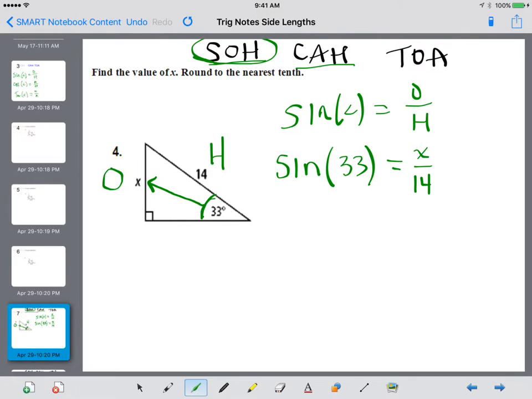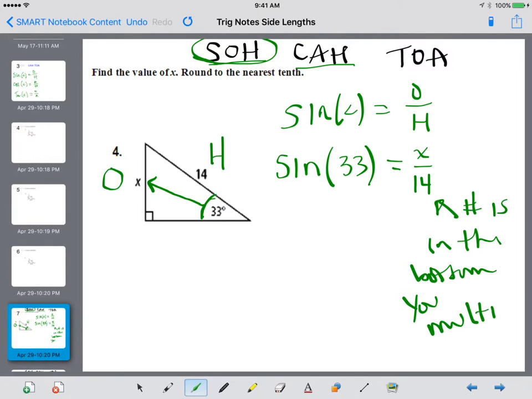Take note of this: if my number is in the bottom, you multiply. So that means to solve for x, we're going to be multiplying. We're going to take 14 times the sine of 33.